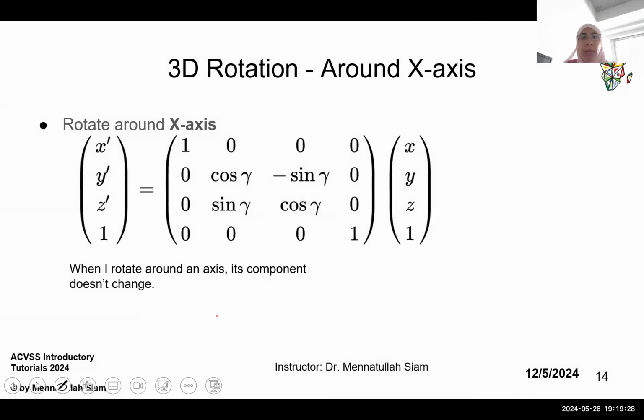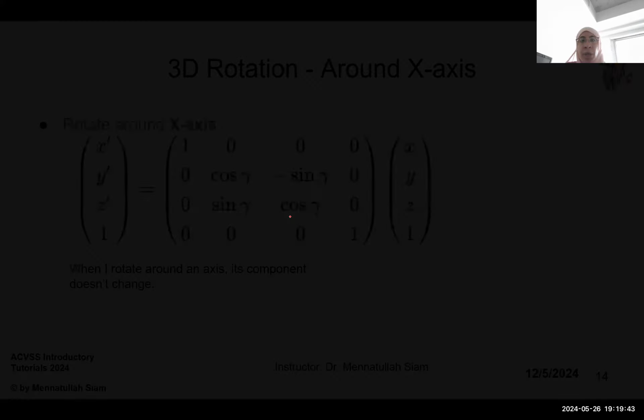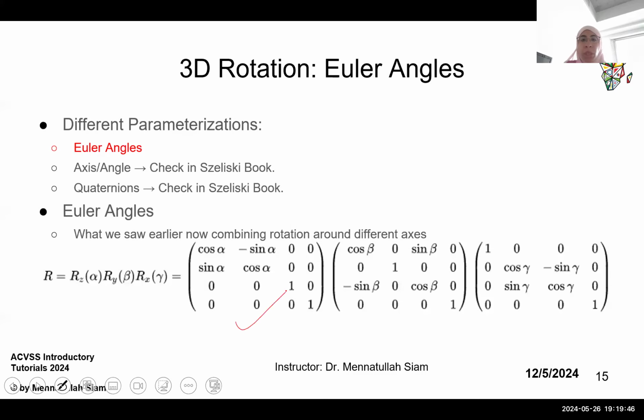If I want to rotate around the x-axis, again, x stays the same, and the y and z are the ones that are going to rotate. So cosine, negative sine, sine, cosine, as normal. Okay, so now we have the full rotation, composing the rotation around all the axes, the z, the y, and the x. If you multiply all these rotation matrices together, you end up with your final rotation matrix. And this is the parameterization that is called Euler angles.